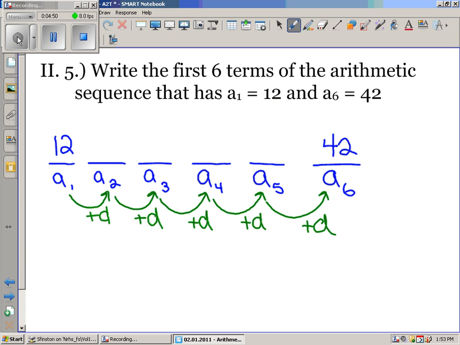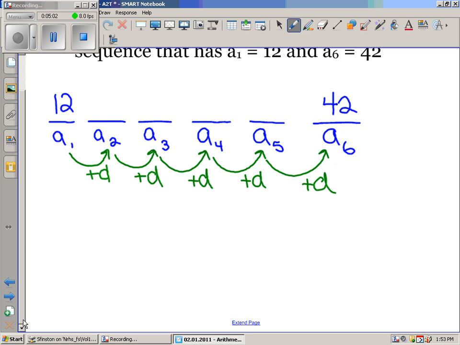Okay. So from this picture now, does anybody see a formula forming in their head for how you could figure out what D is? Dr. Diamond? What are you thinking, buddy?